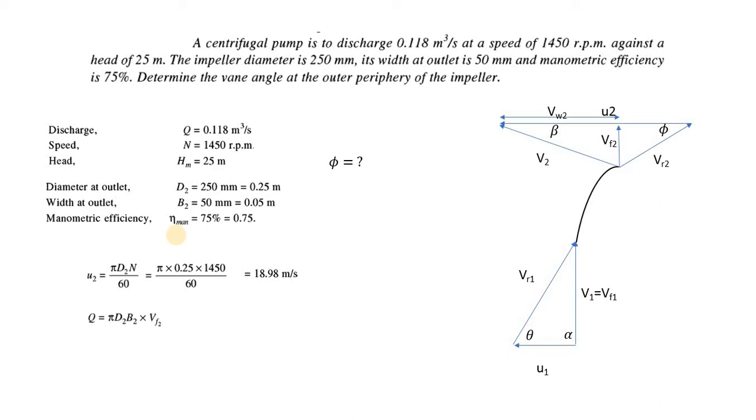Yes. What is the next step? Q is given here, the discharge is given, and the formula which is always associated with the Q is this. Q is pi D2 B2 into VF2. So in this formula, by substituting the values of Q, D2, B2, we calculate VF2, the velocity of flow. VF2 is Q divided by pi D2 B2, or 0.118 divided by pi into 0.25 into 0.05, being the values of D2 and B2. VF2 is around 3 meter per second.